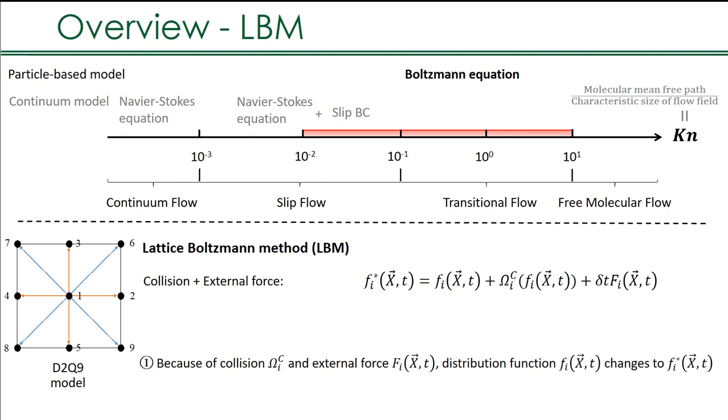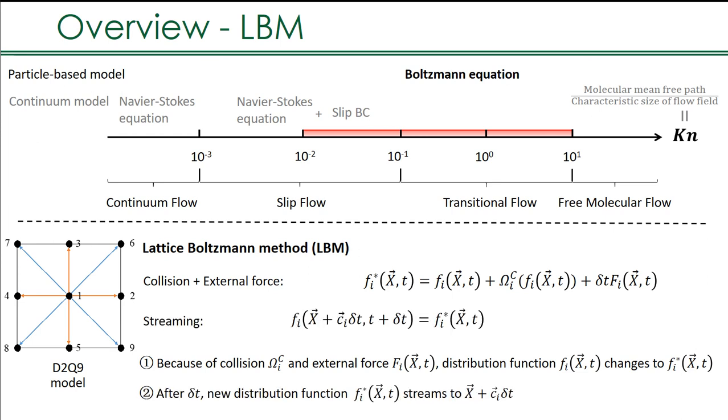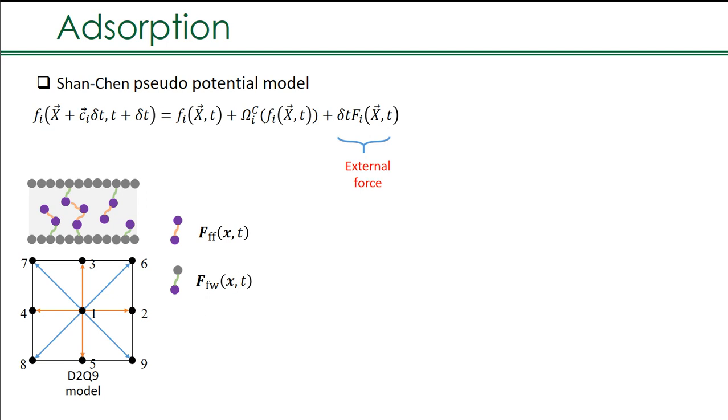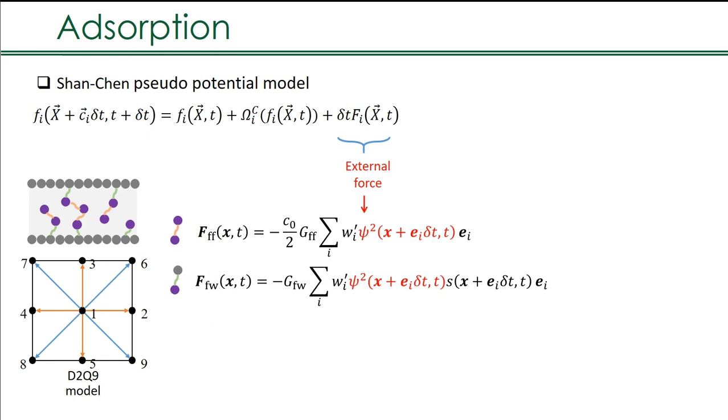And the distribution function will be affected by collisions and external forces at that lattice. And then, after delta t, the new distribution will stream to the next lattice according to its velocity direction. And the adsorption behavior is controlled by the external forces. In this system, there are two kinds of interaction forces. One is a force between fluid and fluid, the other is between fluid and the wall, or we can say between fluid and solid. And here, a parameter is introduced, the pseudopotential psi.